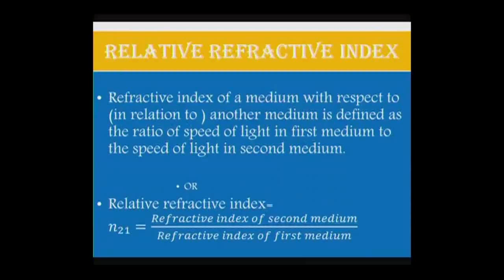Another important term is relative refractive index. Relative refractive index or the refractive index of a medium with respect to another medium is defined as the ratio of speed of light in first medium to the speed of light in second medium, or relative refractive index n21 is equal to refractive index of second medium by refractive index of first medium.